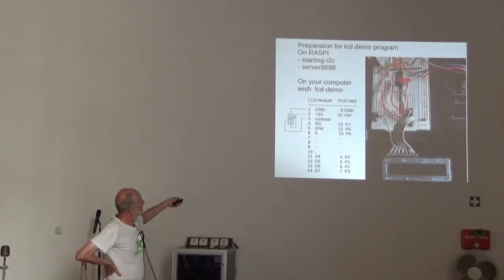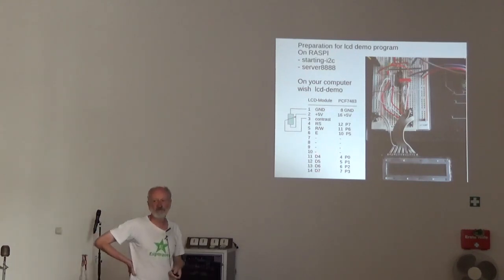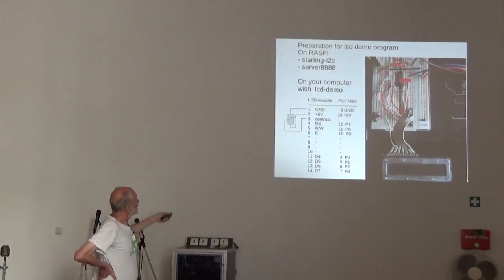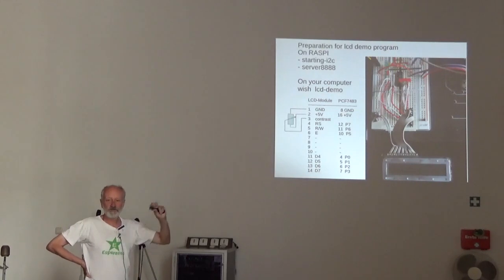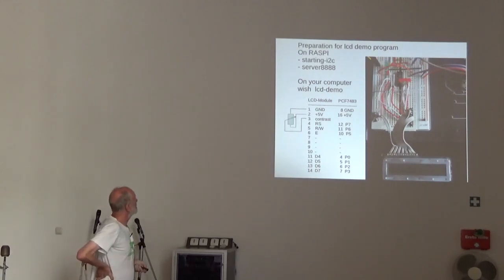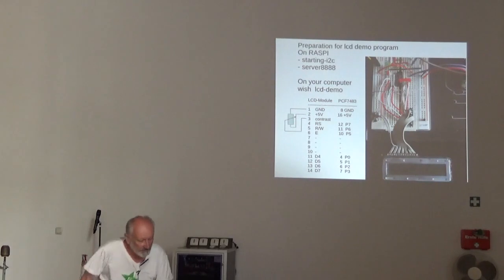This is the enable pin, the read-write pin, and the read to display or read to RAM pin. And the data pins are only 7, 6, 5, 4. There are only 4 data pins. And these 3 pins here are just for providing the chip with power and for the contrast of the LCD also. So I have to plug it in now.